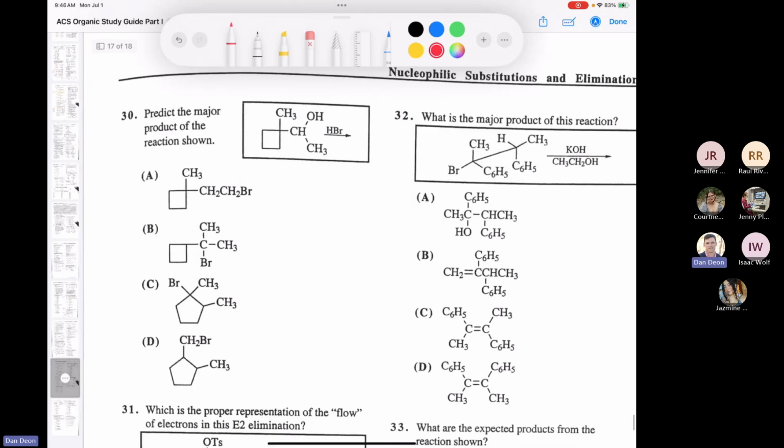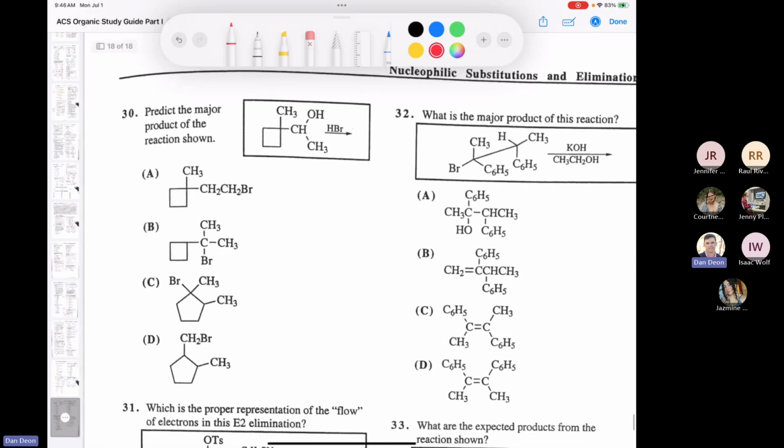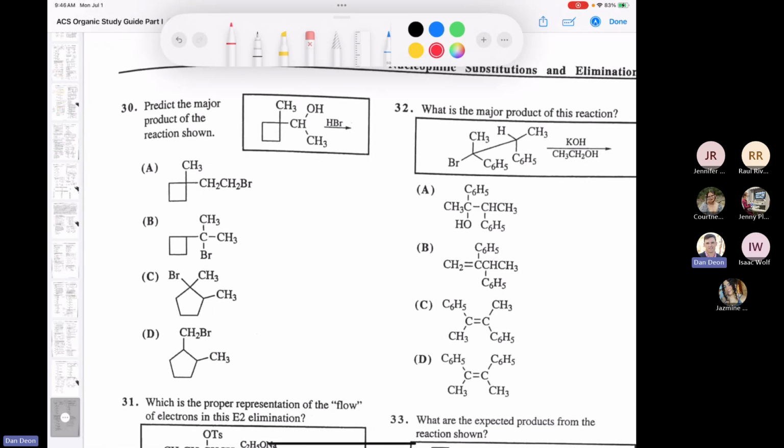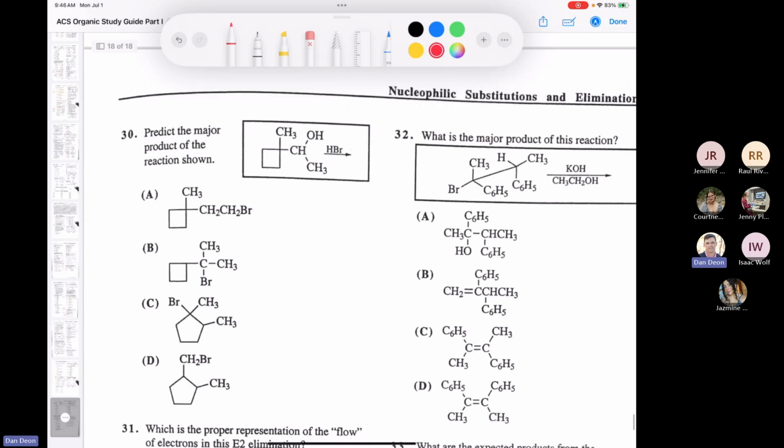Let's try number 30, which involves a ring expansion. Another one. Okay, so number 30 says, what is the major product of the reaction shown? So this one involves another ring expansion that I showed you earlier today. I just want to go over the mechanism of this one with you. So the first step, remember the hydroxyl group is a poor leaving group, so you convert it into a good leaving group by protonation. Then it leaves. So once it leaves, you end up with this secondary carbocation.